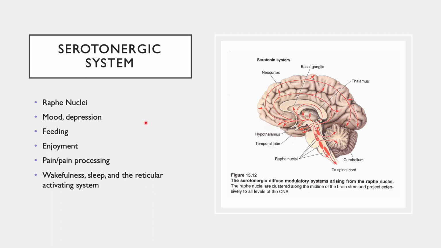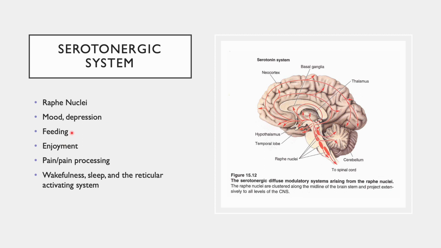Of course, we know that serotonin plays an important role in mood and depression, as we've talked about with the treatment of generalized anxiety disorder and depression with selective serotonin reuptake inhibitors, which prevent the reuptake of serotonin in the synaptic cleft, in addition to monoamine oxidase inhibitors that prevent the enzymatic breakdown of monoamines like serotonin.